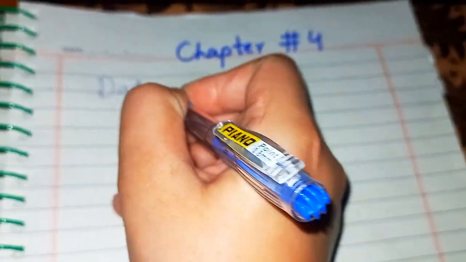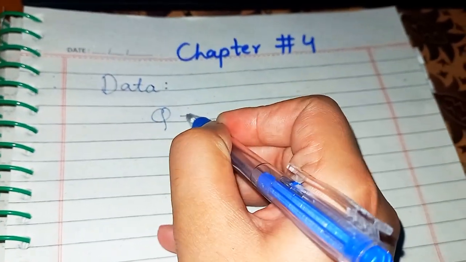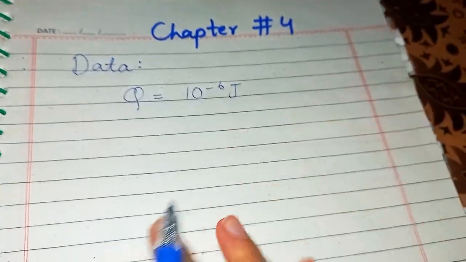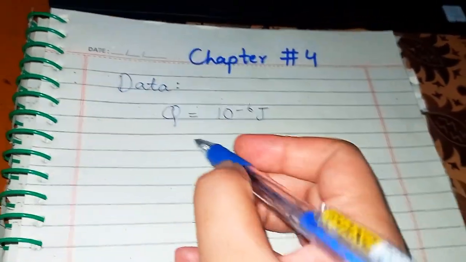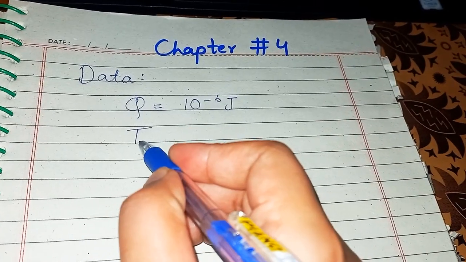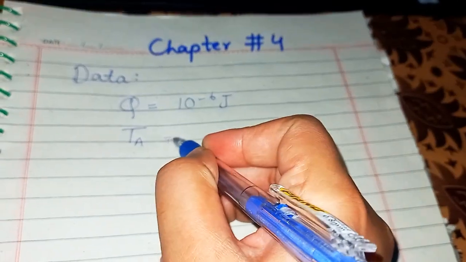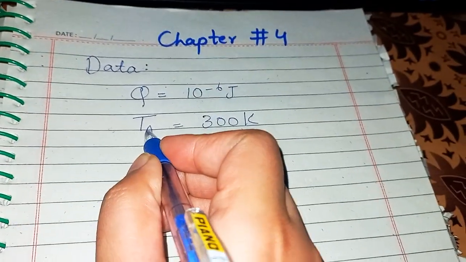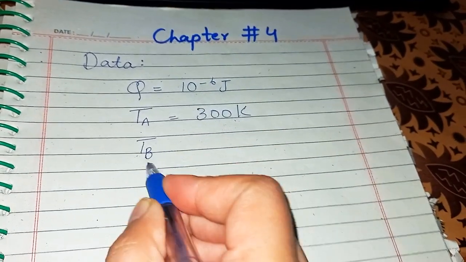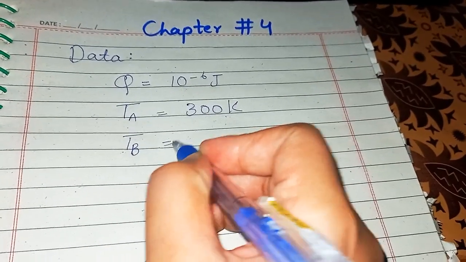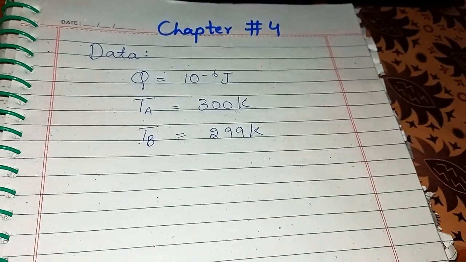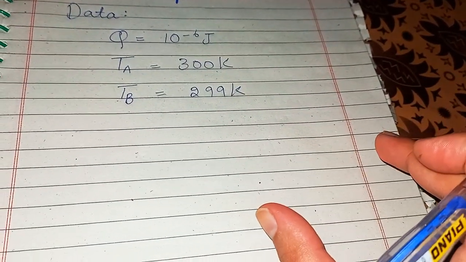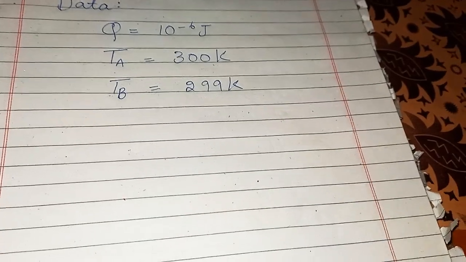First of all, we write the data. We are given the heat transferred, which is Q equals 10 to the power minus 6 joule. This amount of heat has been transferred, and the first body, let's say it's A, the first system, has a temperature of 300 Kelvin represented by TA, and let the other body be B and its temperature is 299 Kelvin.